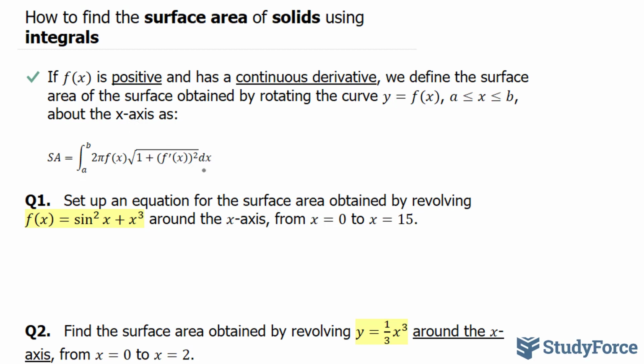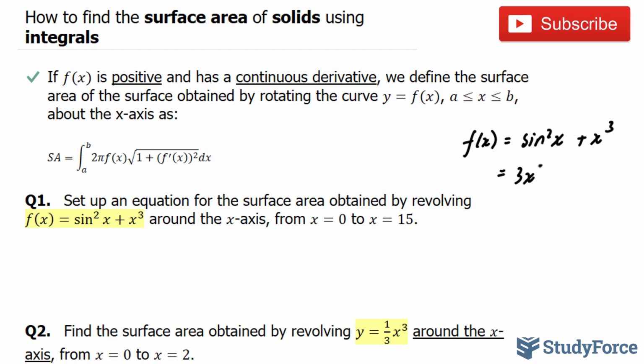According to this formula right here, what we have to do to set up a surface area equation is have bounds between a and b, which will represent 0 and 15 respectively, for 2 pi times the function, and the function is defined right there, times the square root of 1 plus the derivative of the function to the power of 2 dx. Let's start off by finding out what the derivative of this function is. So we have f of x is equal to sine squared x plus x to the power of 3. The derivative of x to the power of 3 is easy. That's 3x to the power of 2.